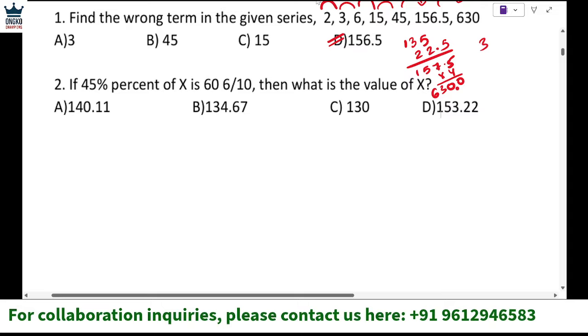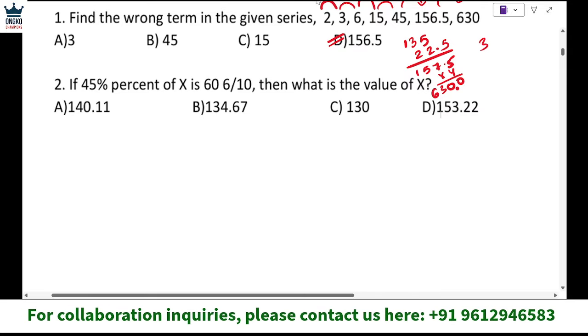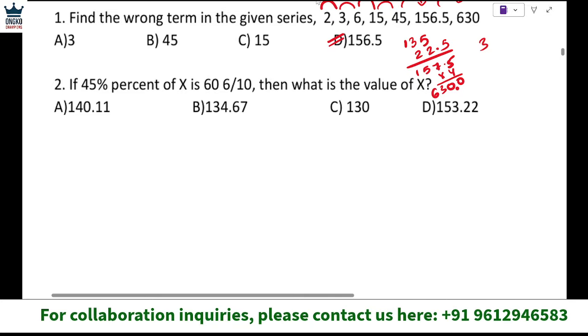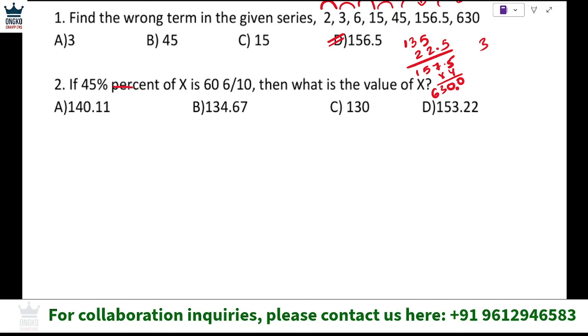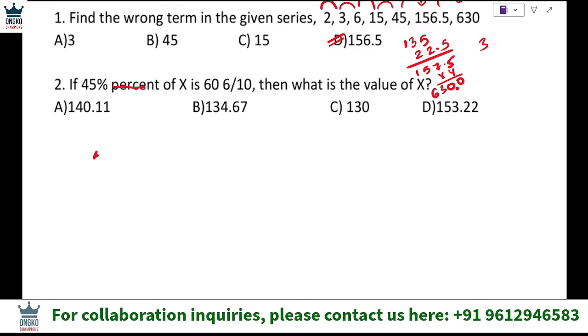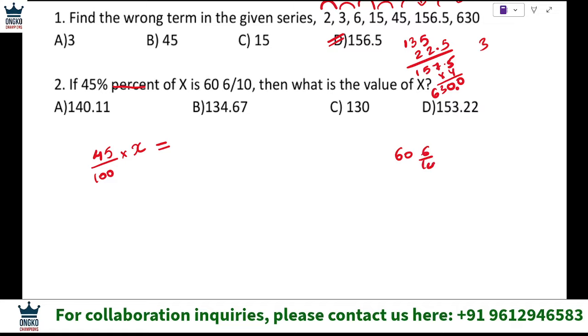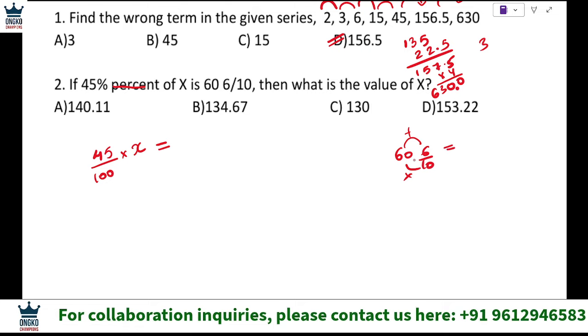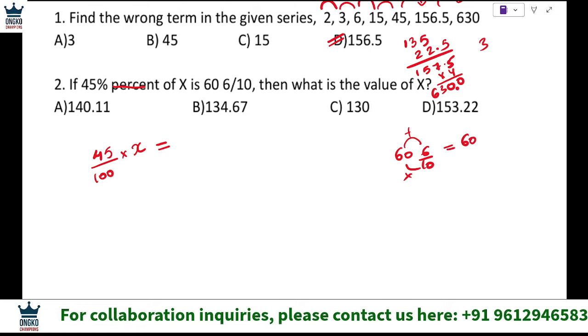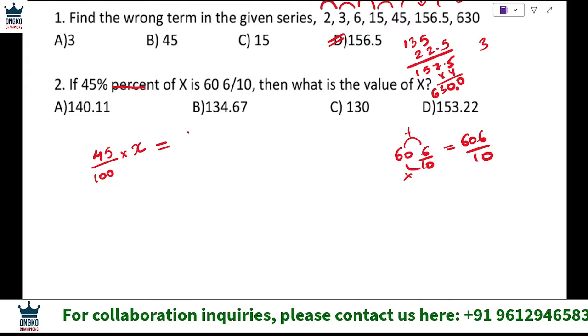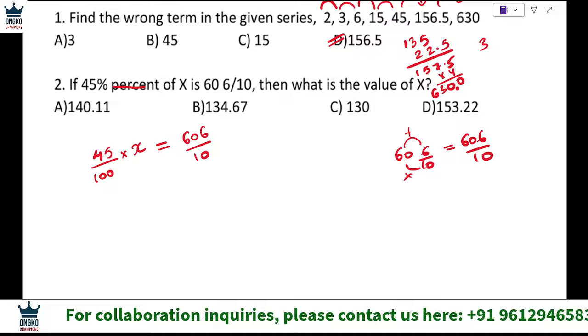Next one is simplification. 45% means 45 by 100 of x, of means into x, is equal to 66 by 10. That means we will multiply and then add. So 16 times 10 will give us 600, 600 plus 6 will give us 606 by 10. So here 606 by 10.